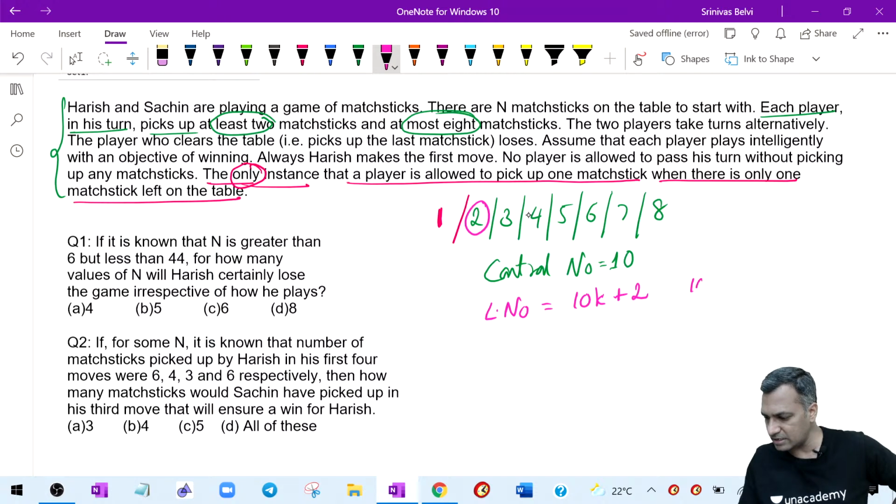Also, the losing number is 10k plus 1. What if 1 is left? I can still push my opponent to the corner. By using 1 also, I can push my opponent to the corner. I will give you an example of this.